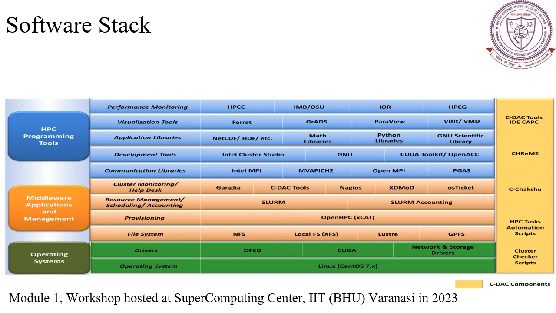In the C-DAC component, there are C-DAC tools, and there are monitoring tools. HPC task automation scripts are some of the scripts which are used to automate tasks, and the cluster checker script is used to check the health of any cluster.